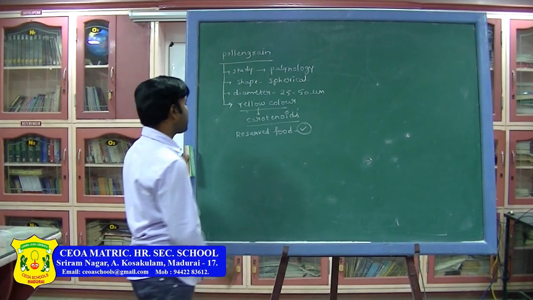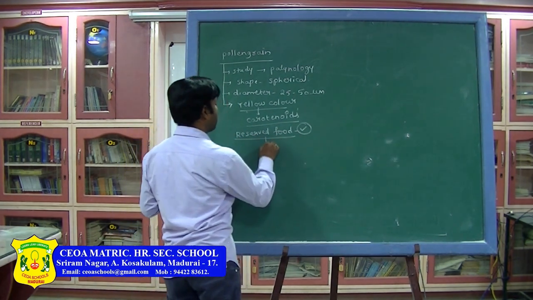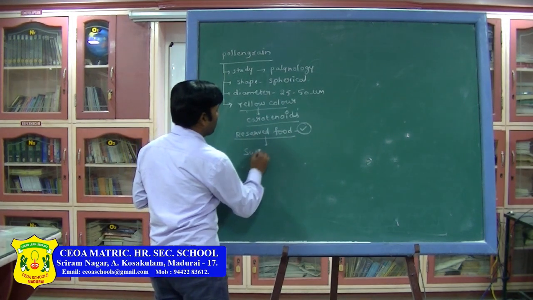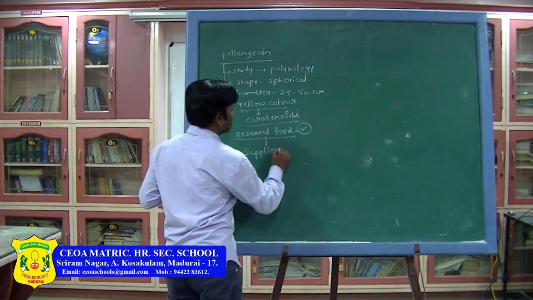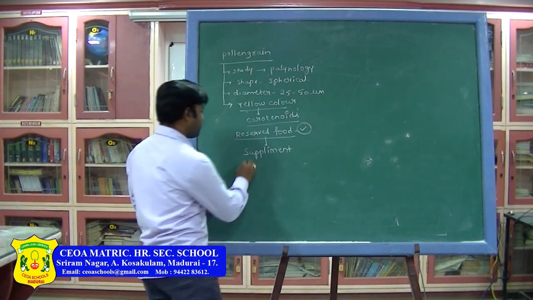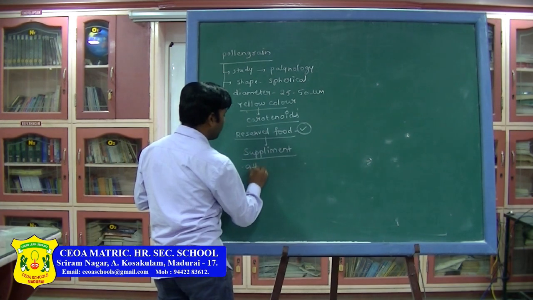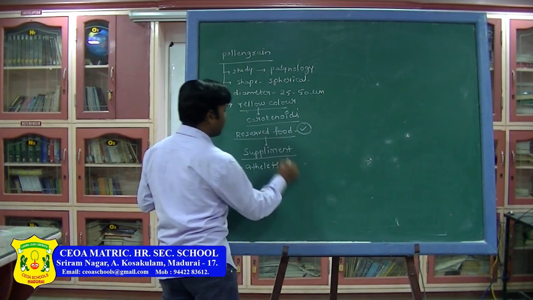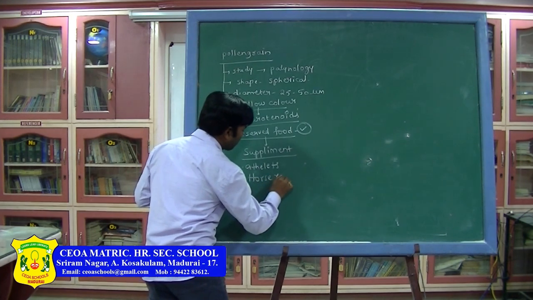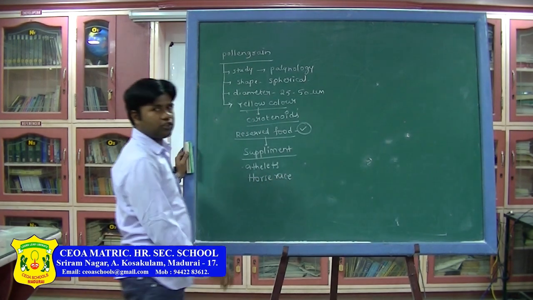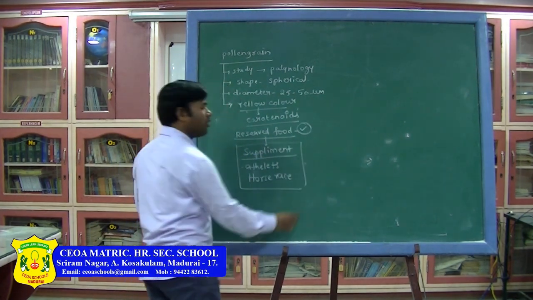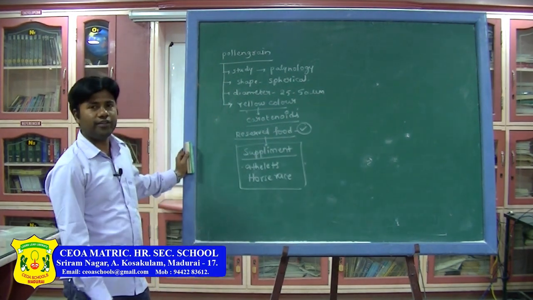Due to the presence of the reserved food material, it provides a food supplement, especially for athletes. To whom does it provide that? Athletes as well as horse racers. You might know horse racing. For them it provides a supplement. We can use the pollen grain as a food supplement.